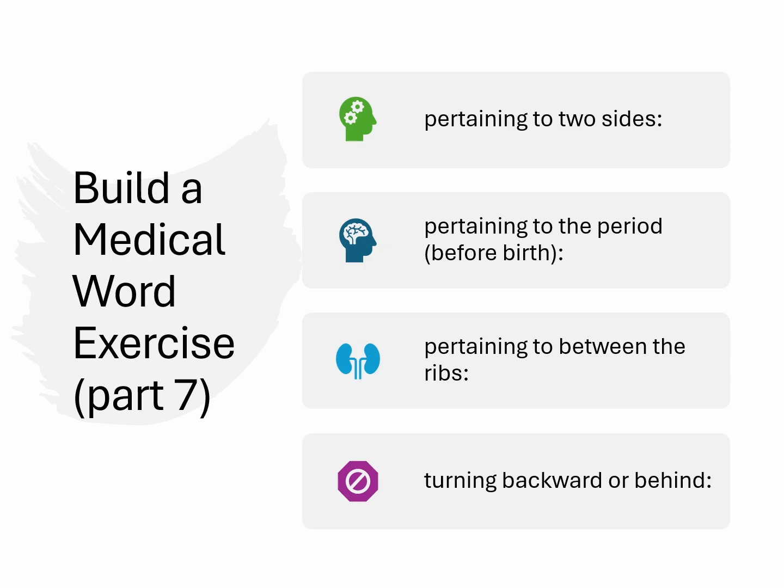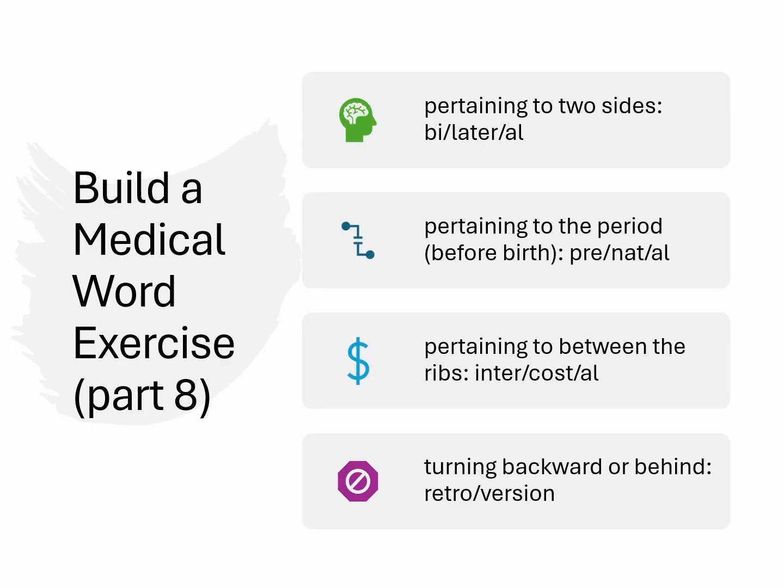Here's one more. Pertaining to two sides. Pertaining to the period before birth. Pertaining to between the ribs. And turning backward or behind. Answers: pertaining to two sides is bilateral. Pertaining to the period before birth is prenatal. Pertaining to between the ribs is intercostal. And turning backward or behind is retroversion.